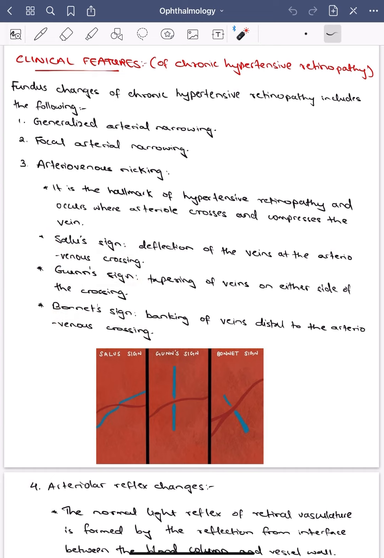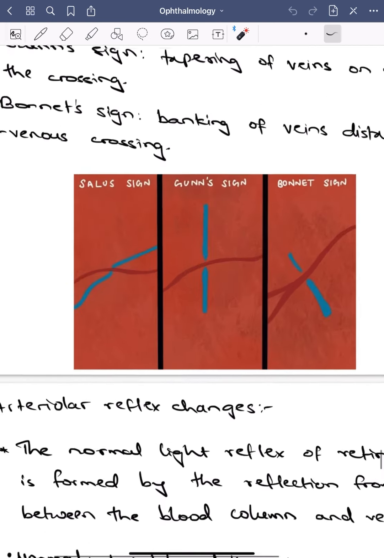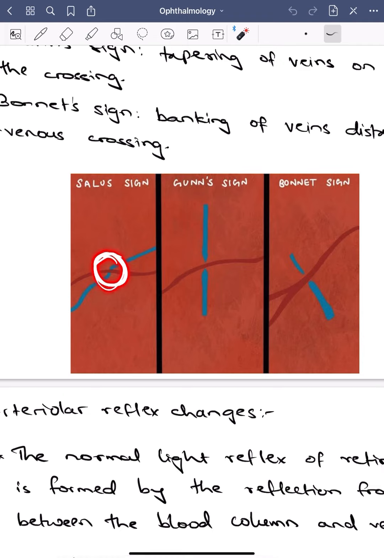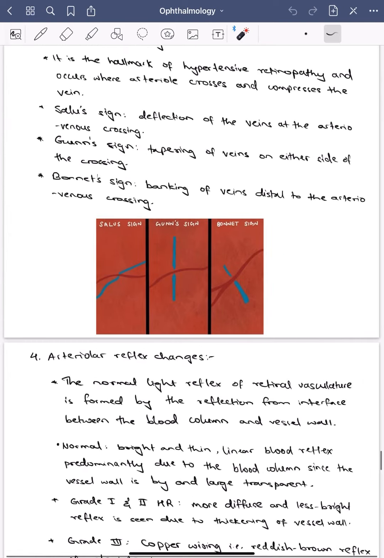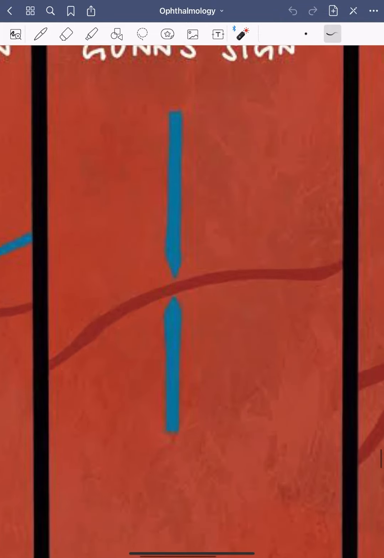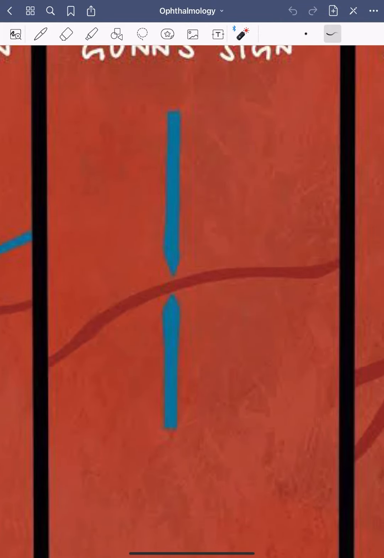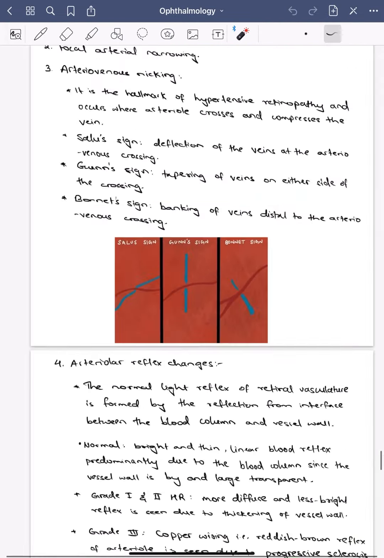Now, Salus sign refers to the deflection of the veins at the arteriovenous crossing. As you can see in this diagram, this is the point of crossing of the arterioles and the venules, and you can see that the veins, after crossing, show deflection, and this deflection is known as Salus sign, that is deflection of the veins at the arteriovenous crossing. Now, in Gunn's sign, there is tapering of the veins on either side of the crossing. You can see in this diagram, because of the compression by the arterioles, there is tapering of the veins on either side, and this is known as Gunn's sign.